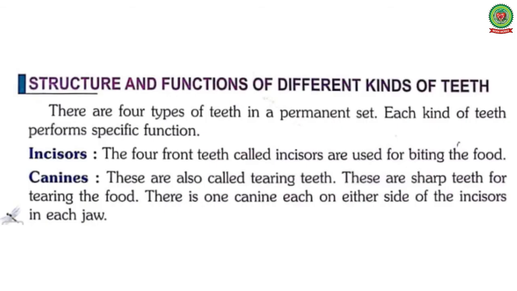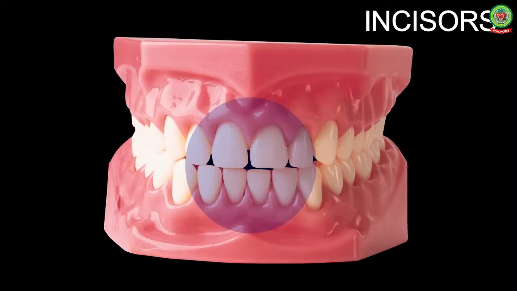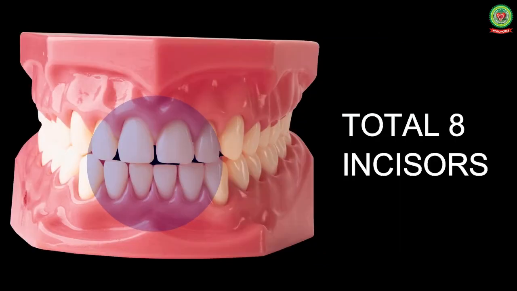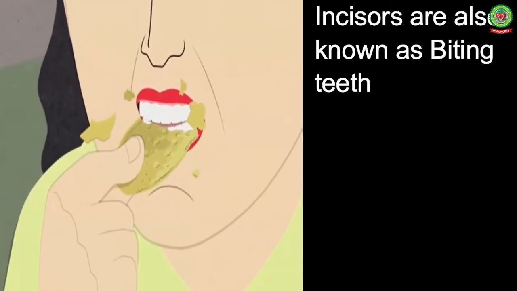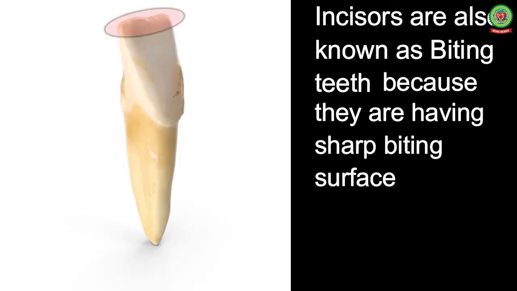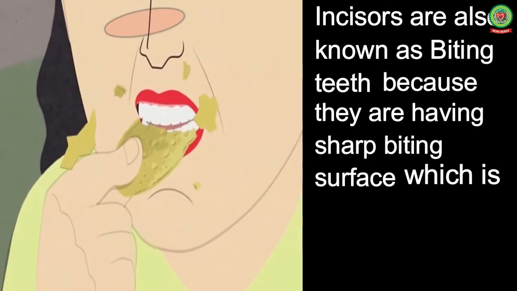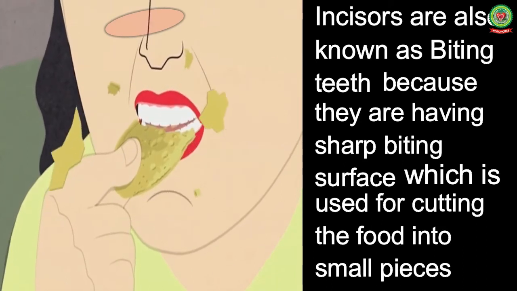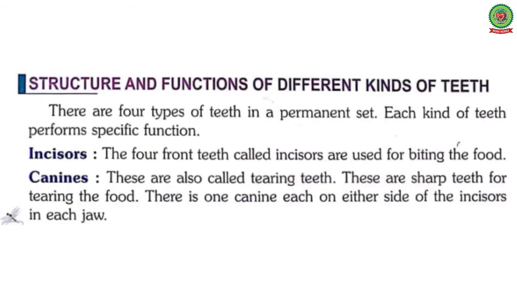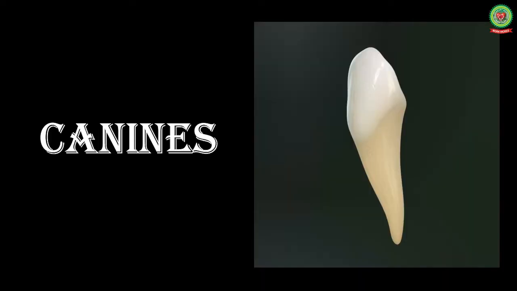The four front teeth called incisors are used for biting the food. So, in our mouth, the front four teeth are incisors. There are four incisors in the upper jaw and four incisors in the lower jaw. So, there are total 8 incisors in our mouth. They are also known as biting teeth because they are having sharp biting surface which is used for cutting the food into small pieces.